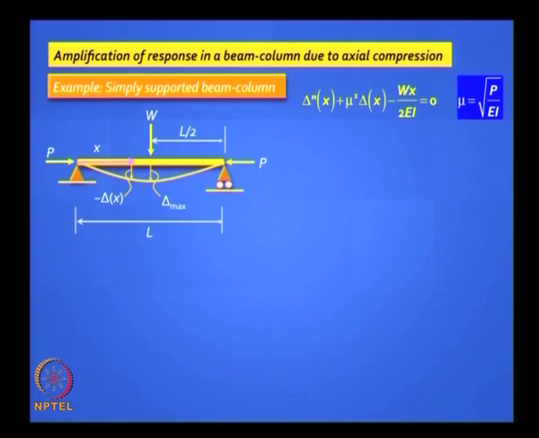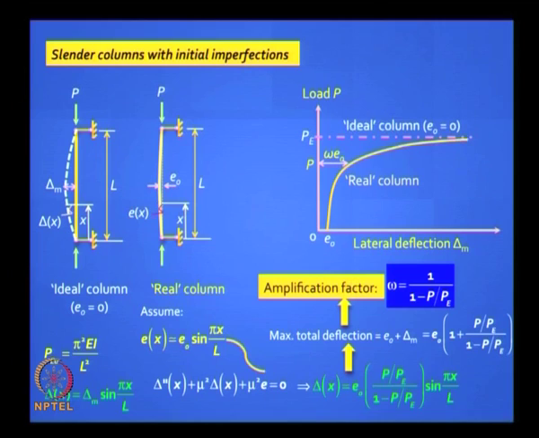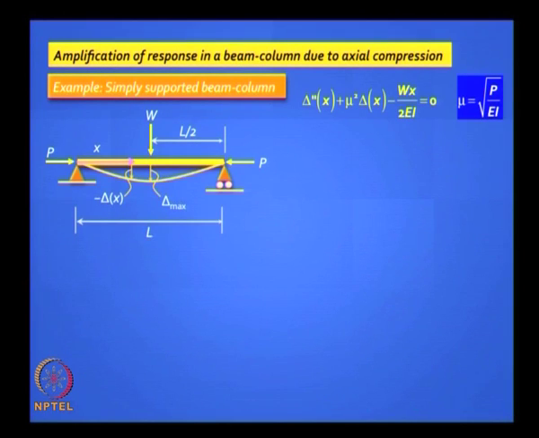If P is 0, what is delta max? W L cube by 48 EI. If you remember the formula, W L cube by 48 EI. Do you think it will increase when I put P? How much do you think it will increase? By that factor which we looked at, that's a good guess, by omega. 1 divided by 1 minus P by PE is the increase I will get in deflection.